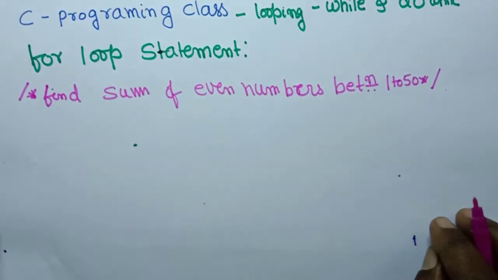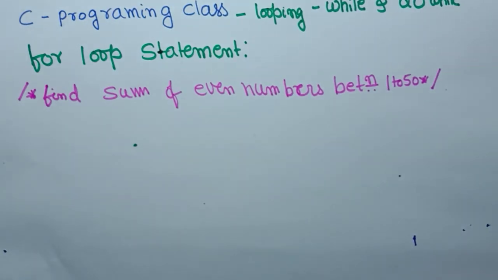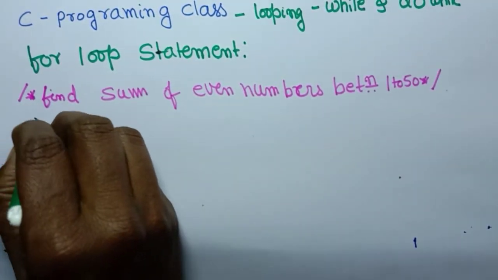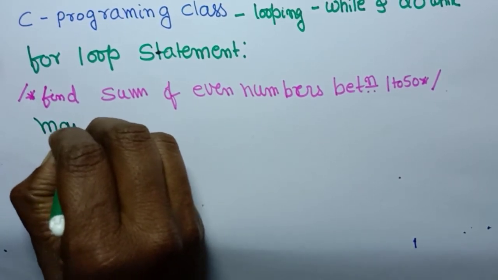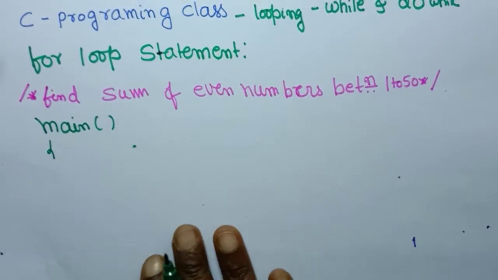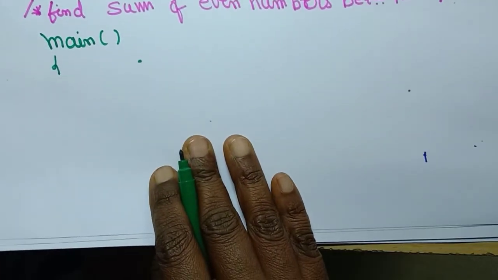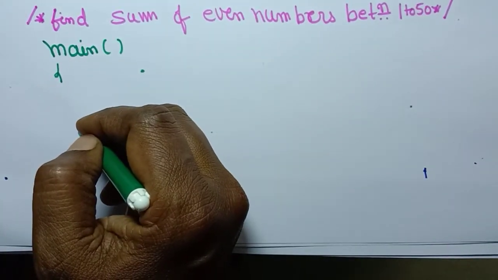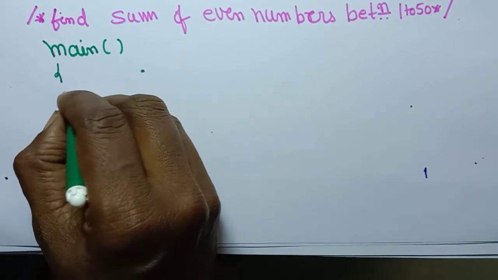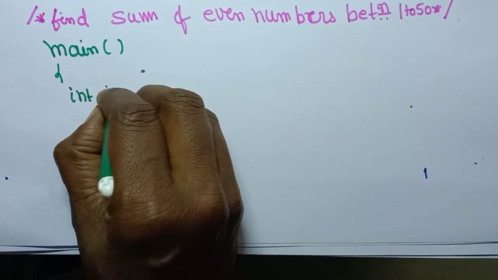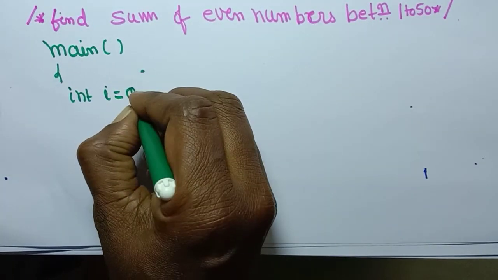We will begin the program with the comment line. Next the program begins with main. Afterwards, opening brace. Next, as usual, first you write the declaration. What are the things we need here? One thing is int i = 0. This is for the reading.